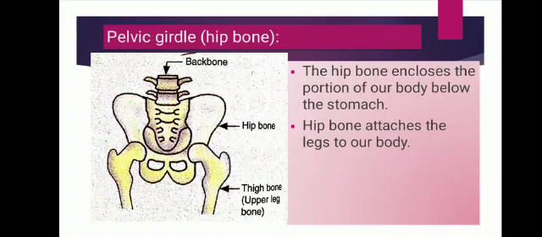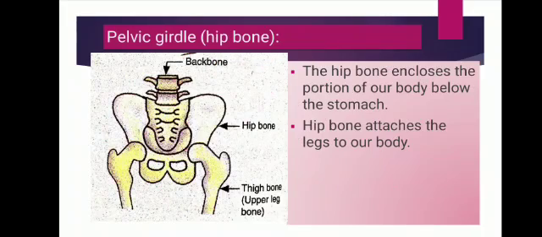The thigh bones of our legs are joined to the hip bone by a ball and socket joint. Actually, the hip bone forms a link between the upper part of the body and the legs. So its function is that the hip bone supports and protects the lower organs of the body like the intestine, urinary bladder and internal sex organs. And the hip bone attaches the legs to the body, and it provides a site for the attachment of muscles that help in the movement of legs, hips and trunk.